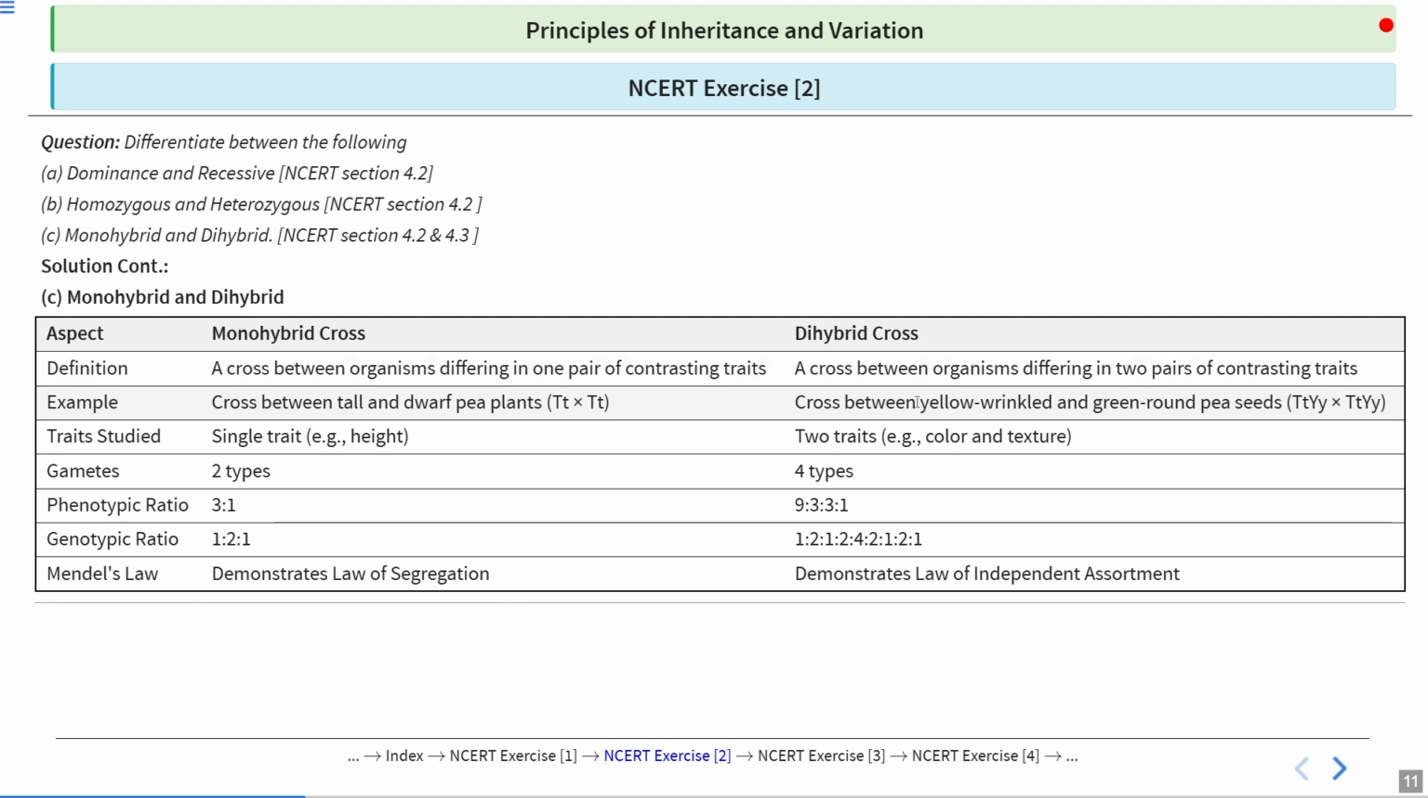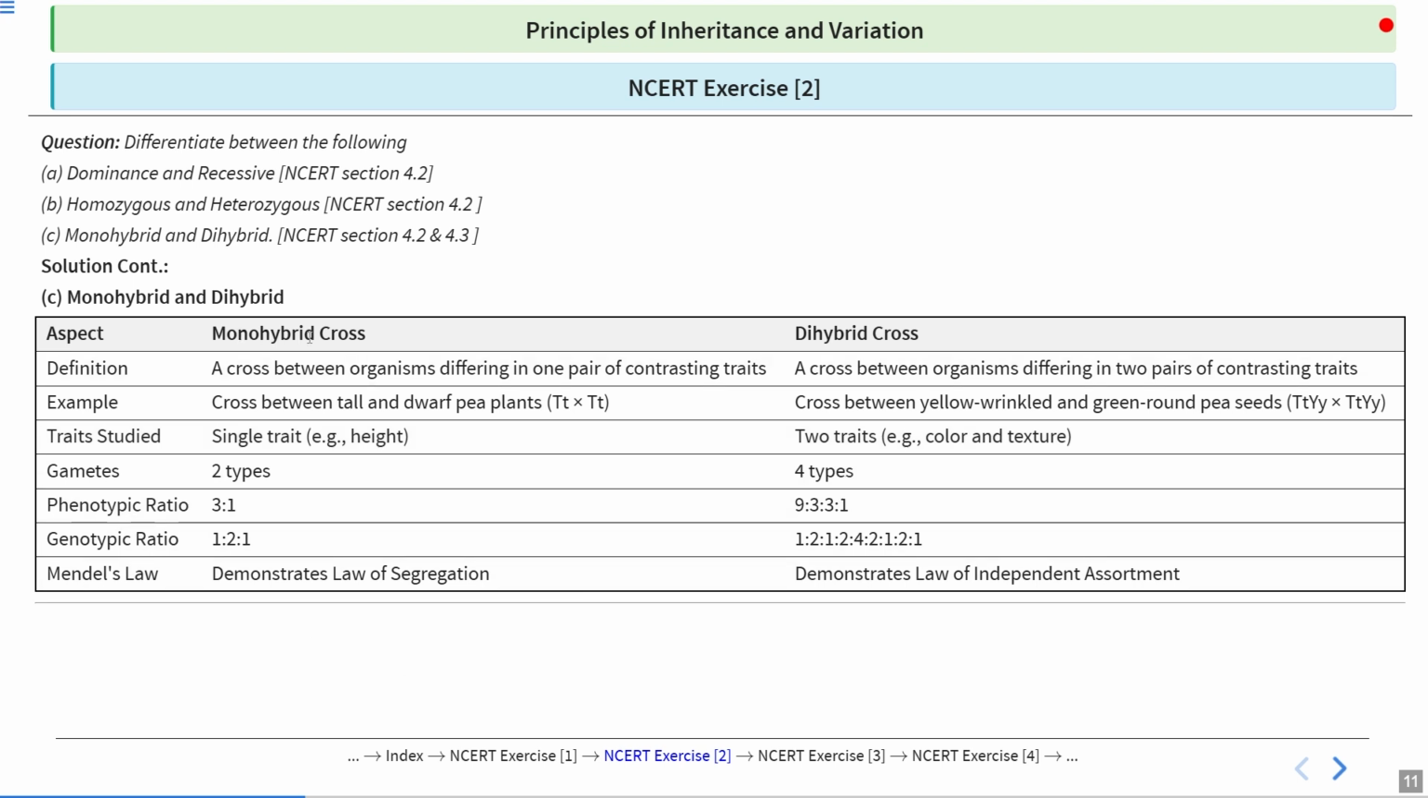In case of dihybrid cross, you are studying the inheritance of two genes. The plants or organisms which are being crossed differ in two traits: yellow color seeds and wrinkle shaped seeds. So we have two traits here, color of the seeds and shape of the seeds. Color can be yellow or green seeds. Shape can be wrinkled or round seeds. Clear? In monohybrid cross, only a single trait is being studied, for example, height. In dihybrid crosses, two traits are being studied, for example, color and texture.